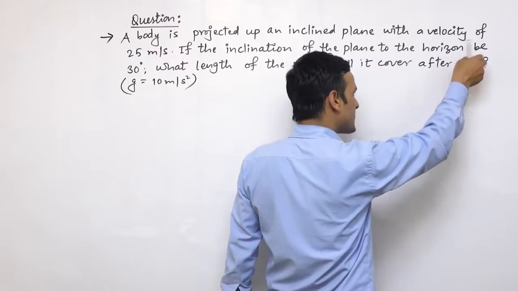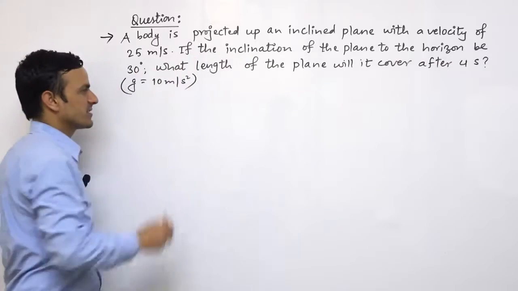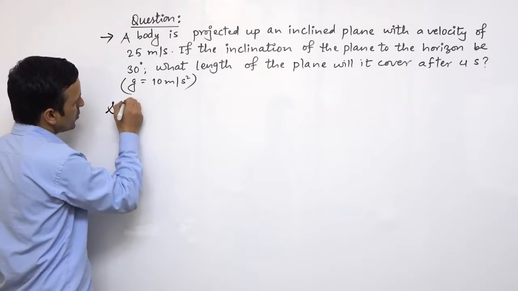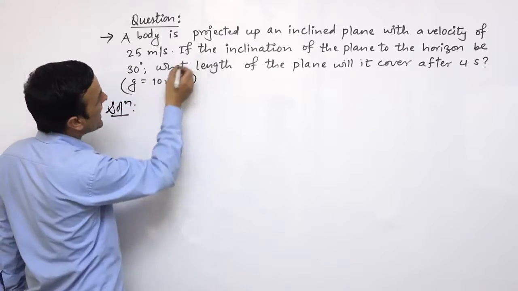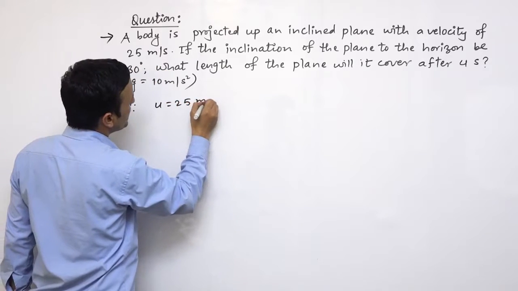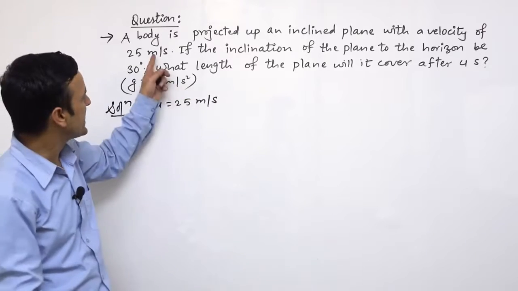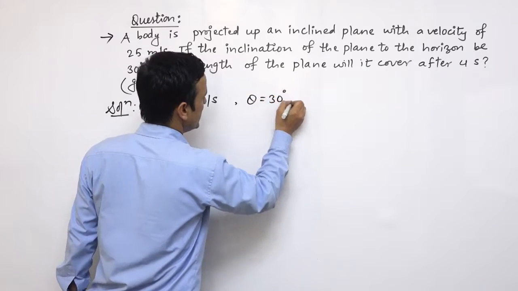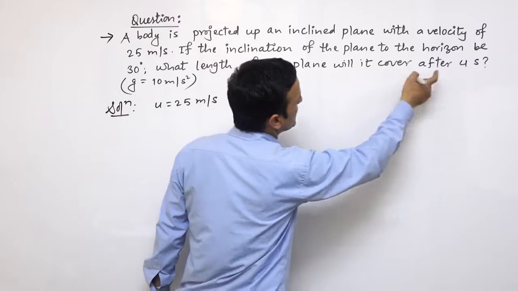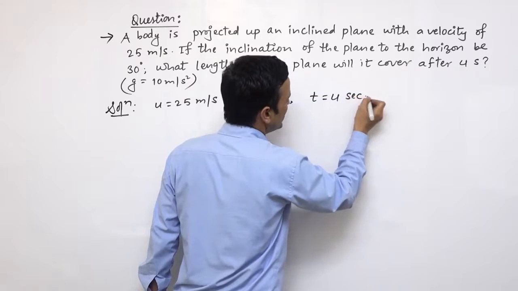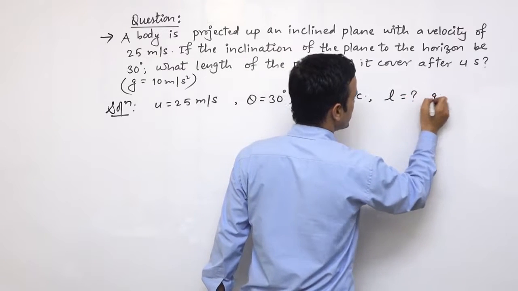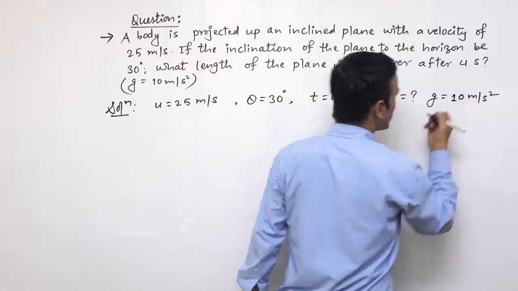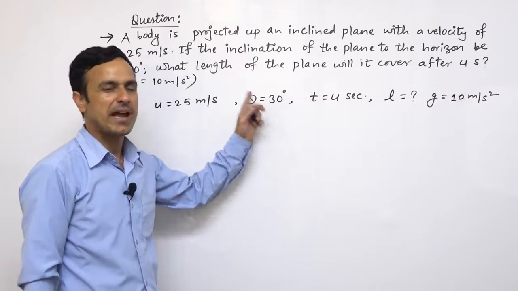So this is time. 4 seconds pachi body le kati length cover garcha, we are going to find this one. So length is required here. Now let's write the initial velocity u means 25 meter per second. So it is provided in the question. And angle of inclination means it is theta, and theta is 30 degree. And t is 4 seconds. And the length is equal to what? And g is given as 10, so write down 10 meter per second square. So these are the information given by the question.